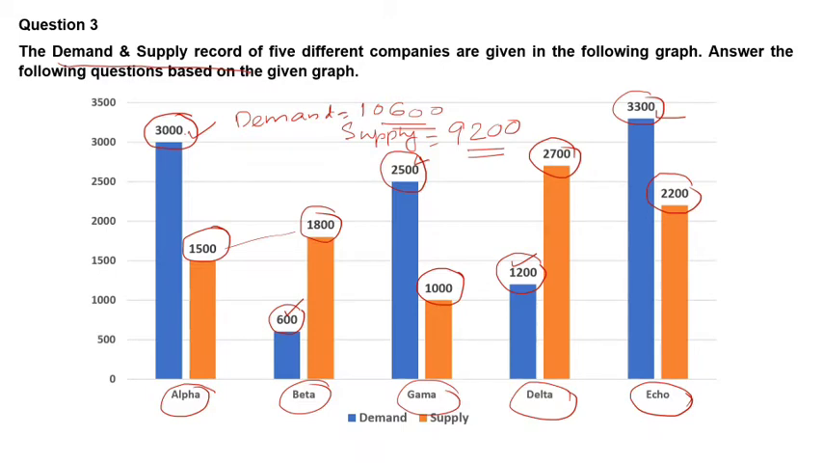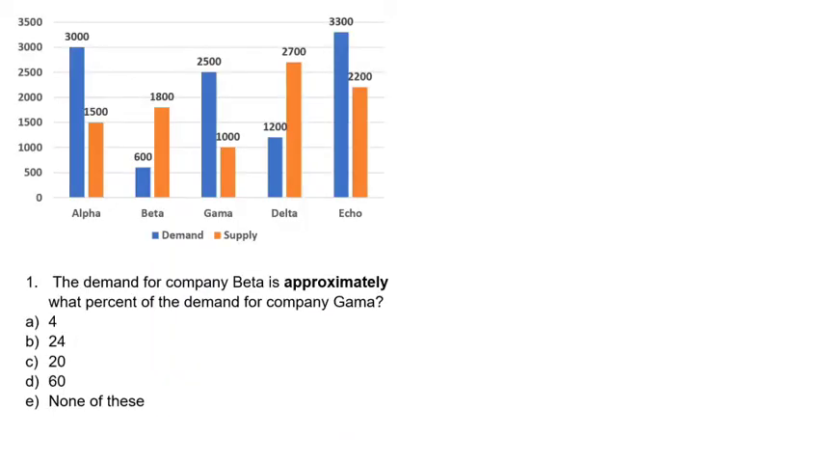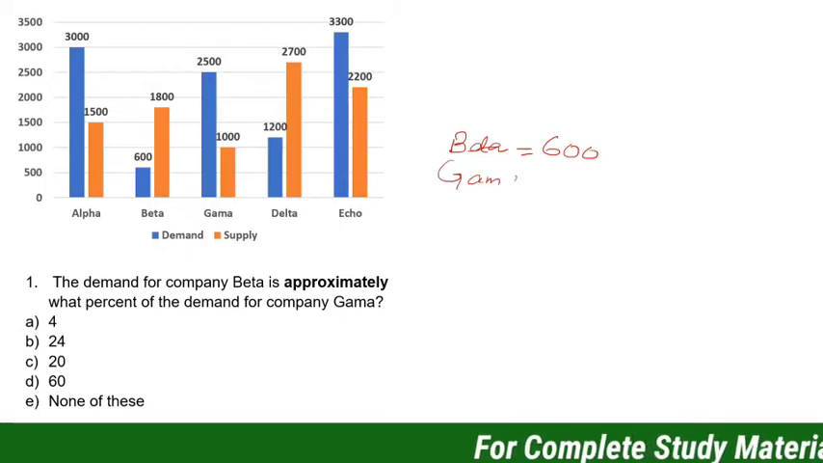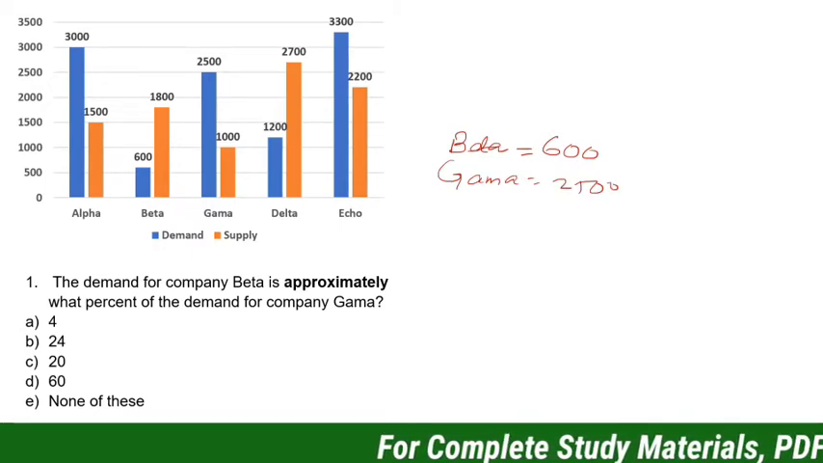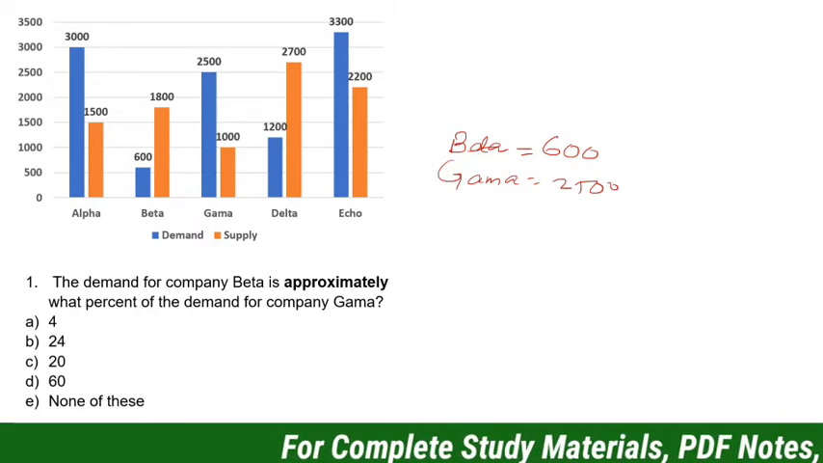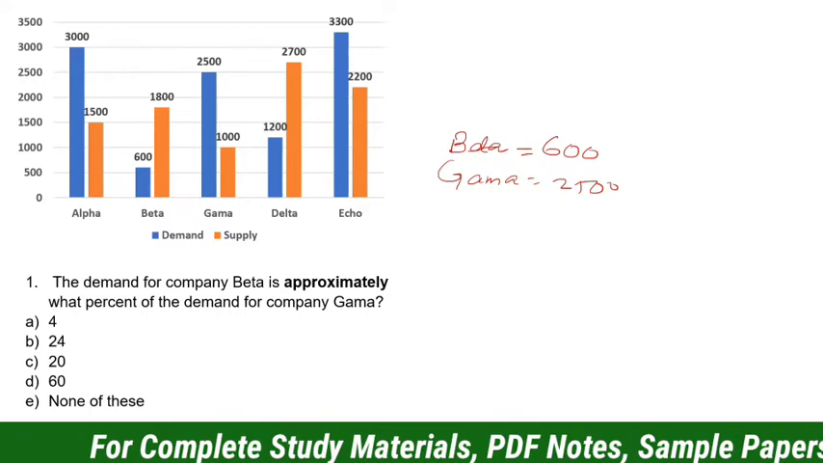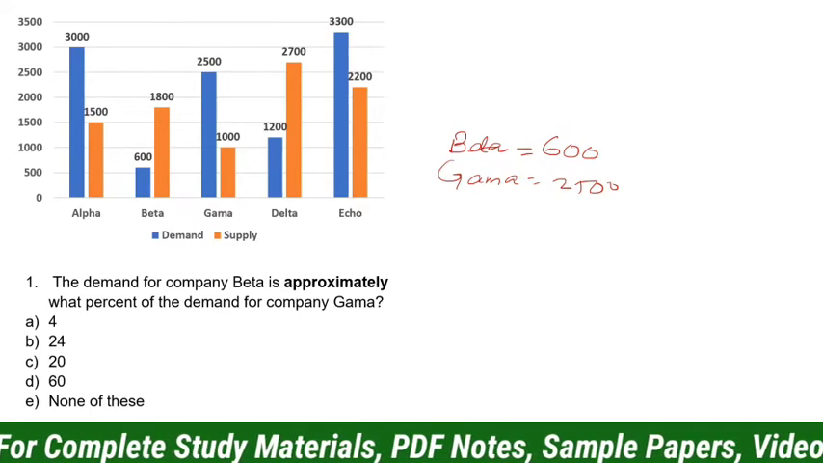Let us see what are the questions. Question number 1. The demand for company beta is approximately what percentage of the demand for company gamma? So here you can see demand for company beta. Demand for company beta is 600 and demand for company gamma is how much? 2500. So demand for company beta is approximately what percentage of the demand for company gamma?